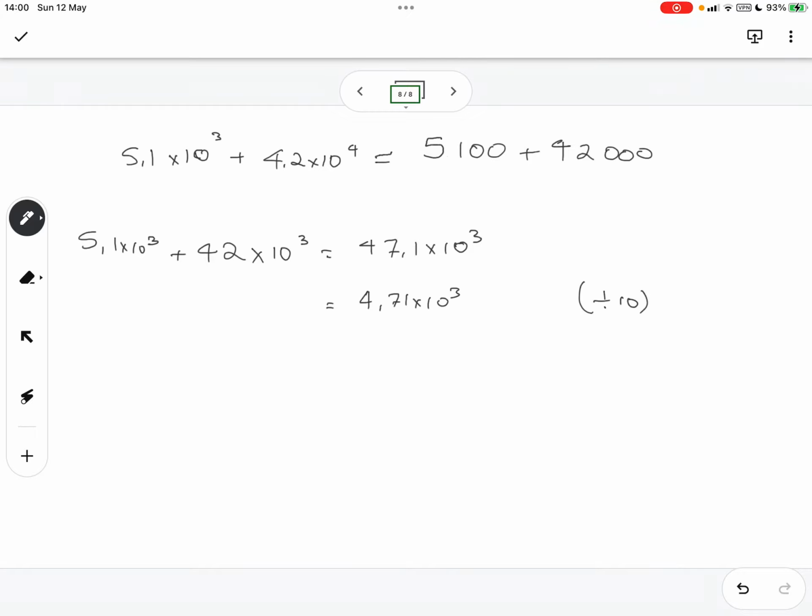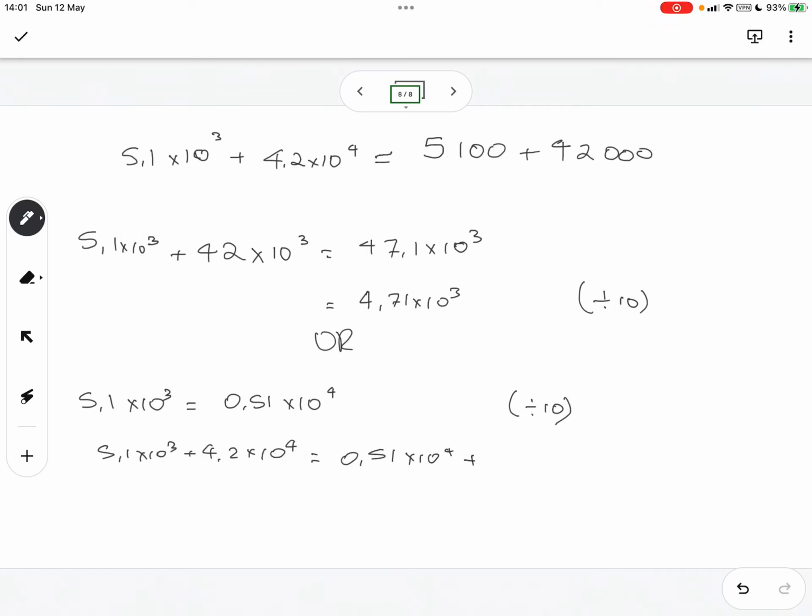by 10 here. Or you can also say 5.1 times 10 to the power 3 is the same as 0.51 times 10 to the power 4, meaning you divide it by 10, and that means 5.1 times 10 to the power 3 plus 4.2 times 10 to the power 4 is 0.51 times 10 to the power 4 plus 4.2 times 10 to the power 4, and that's 4.71 times 10 to the 4. So that's how you think about them.